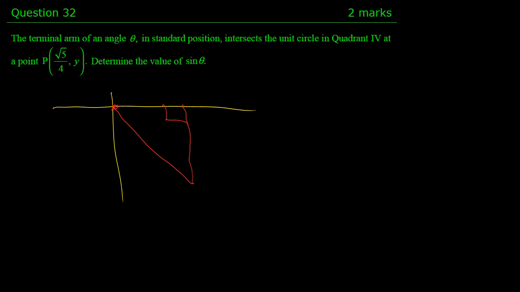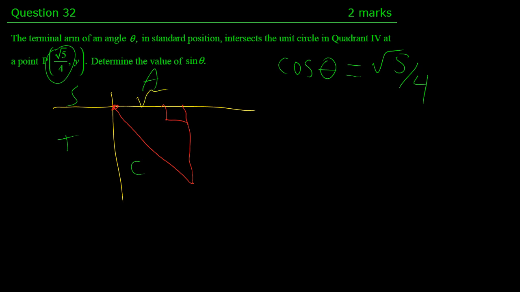We know that the x-coordinate in the intersection is cos theta. So cos theta essentially is root 5 over 4. And it makes sense that this ratio is positive simply because, right, all students take calculus, so cos is positive in quadrant 4. So I label my adjacent as root 5, and my hypotenuse as 4.